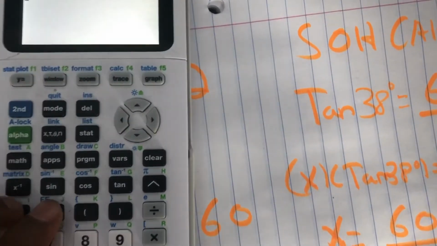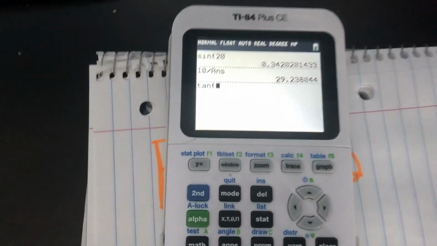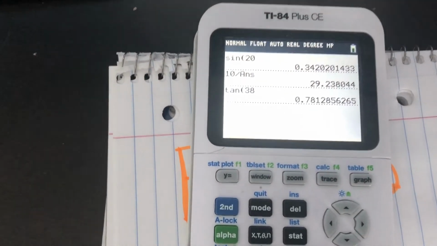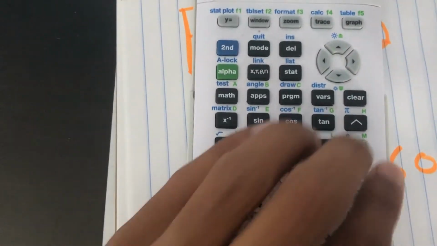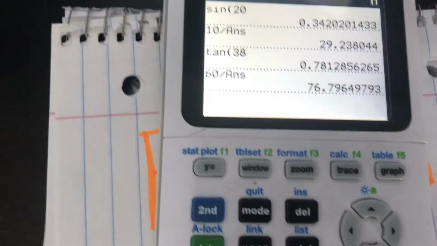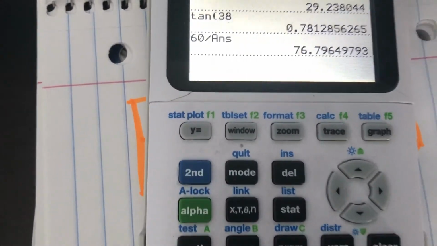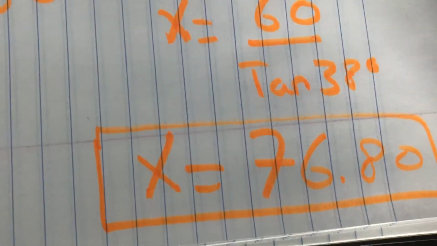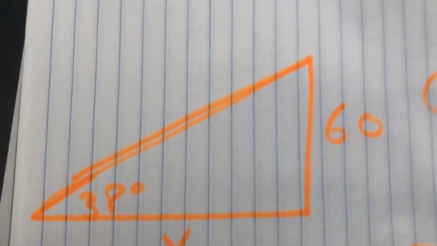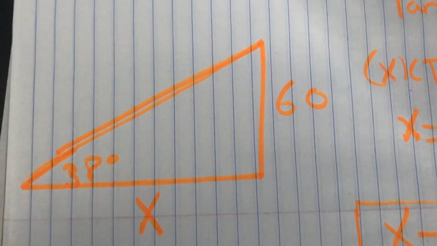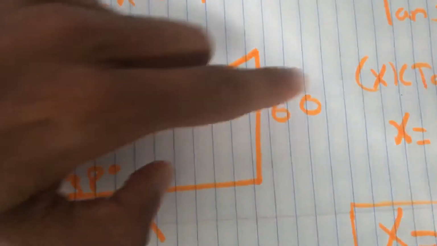So here, I'll get my calculator out again. So we use tangent 38 right here, then 60 divided by our answer, get 76.79. Round that up, get 76.80. So again, this is a right angle. We used tangent because we had to use the ratio of opposite over adjacent.